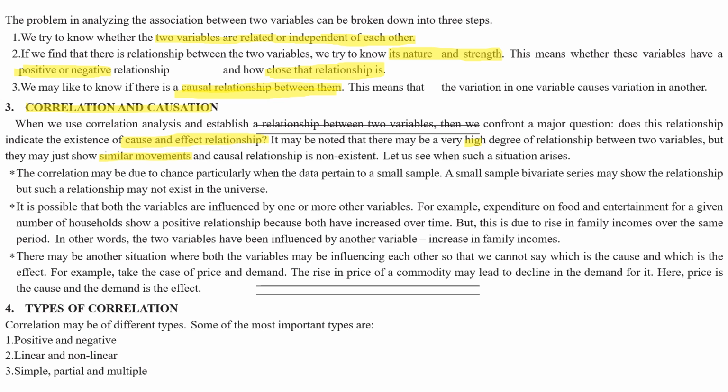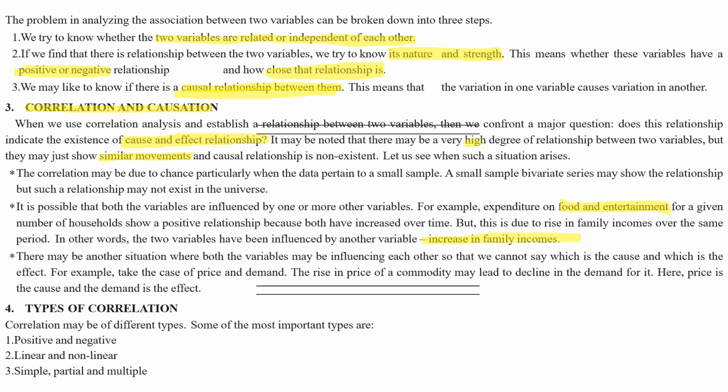It is possible that both the variables are influenced by one or more other variables. Expenditure on food and entertainment for a given number of households show a positive relationship because both have increased over time. As food increases, expenditure increases, and entertainment also increases. But this is due to a rise in family income over the same period. In other words, the two variables have been influenced by another variable, increase in family incomes. Which are the two variables here? Food and entertainment. Both are increased by the family incomes.